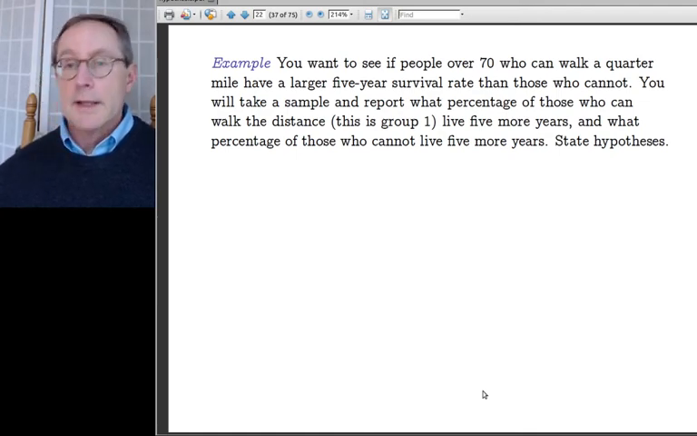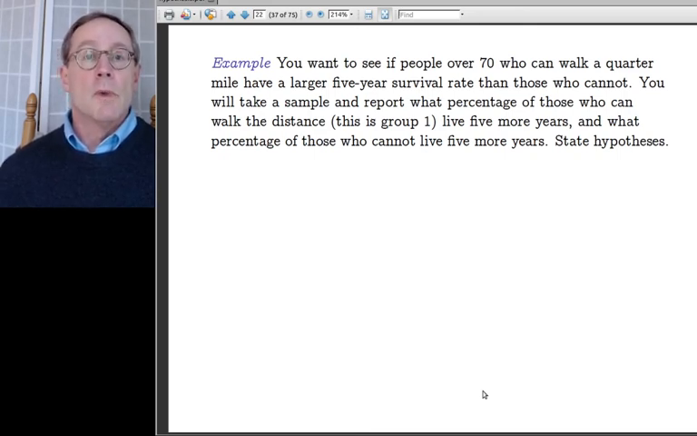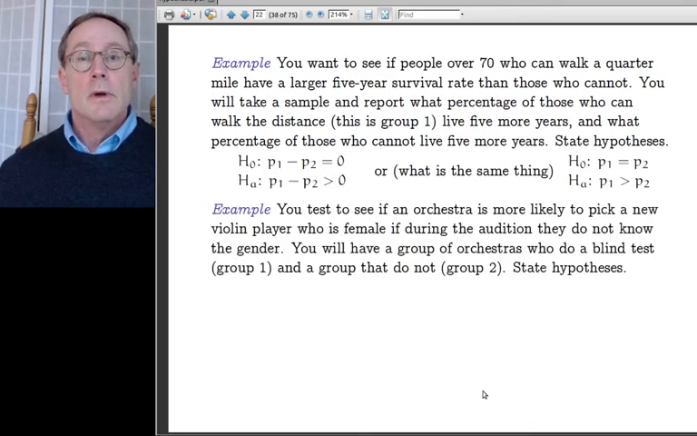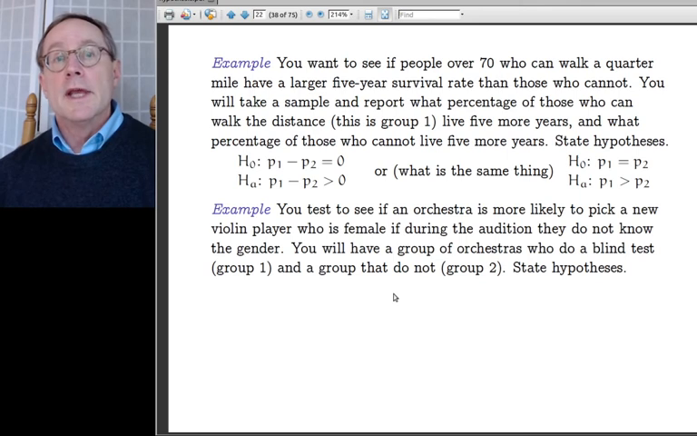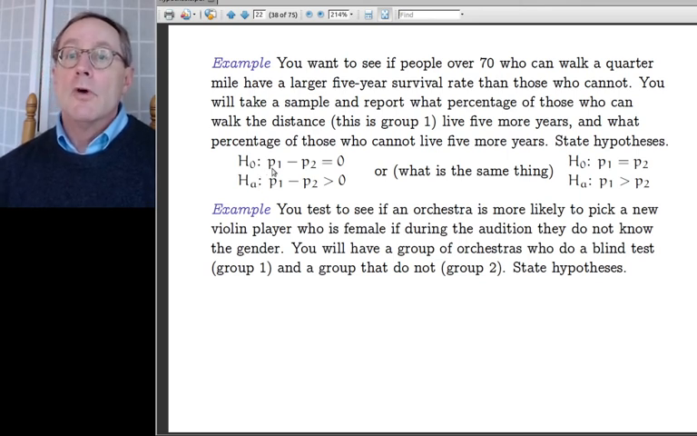Right, so state the hypotheses. So the null hypothesis, of course, is going to be that walking a quarter mile is not a predictor. The alternative hypothesis is that walking a quarter mile is a predictor of living 5 more years. So no more with the English. H naught is that if you look at the percentage of people who can walk the distance and live 5 more years, and the percentage of people who can't walk the distance and live 5 more years, you'll find no difference.